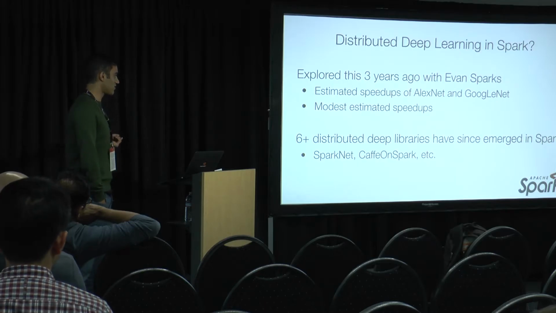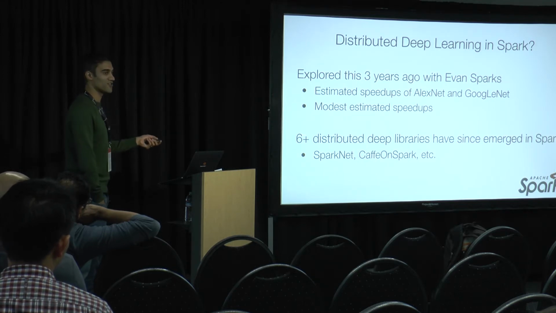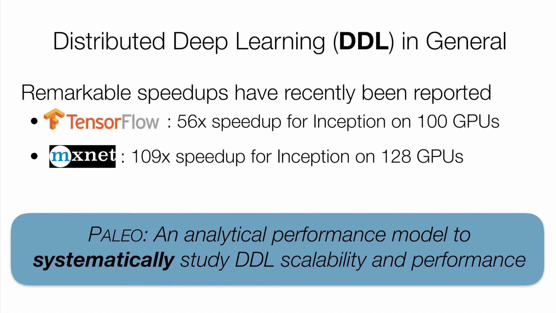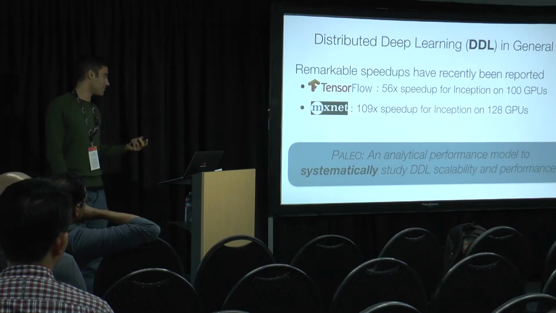But fast forward the last 3-4 years, and as of earlier this year, there were at least 6 distributed deep learning libraries within Spark itself. Beyond Spark, there's a lot of interest in distributed deep learning in general. I think late last year, there were blog posts by both folks at Google and Amazon presenting really impressive speedups, a 50x speedup on 100 GPUs, even better, nearly linear speedup on 128 GPUs. So we saw these blog posts and we were curious. We said, what did we get wrong? Why did we abandon this project when other people were able to do so well? What did we miss? So that motivated us to revisit this problem, and it led to PALEO.